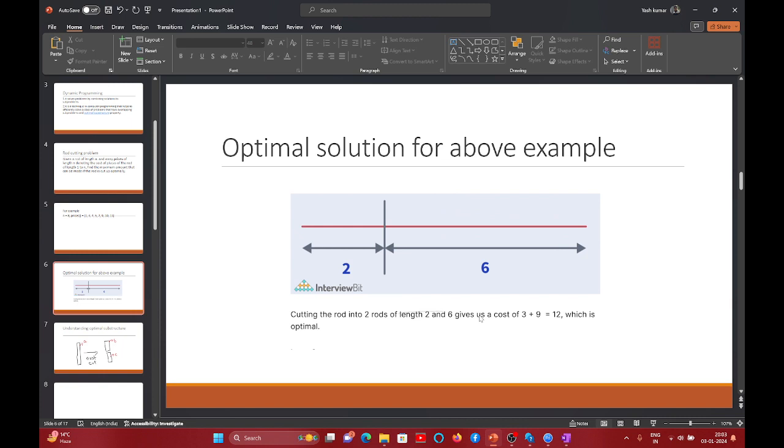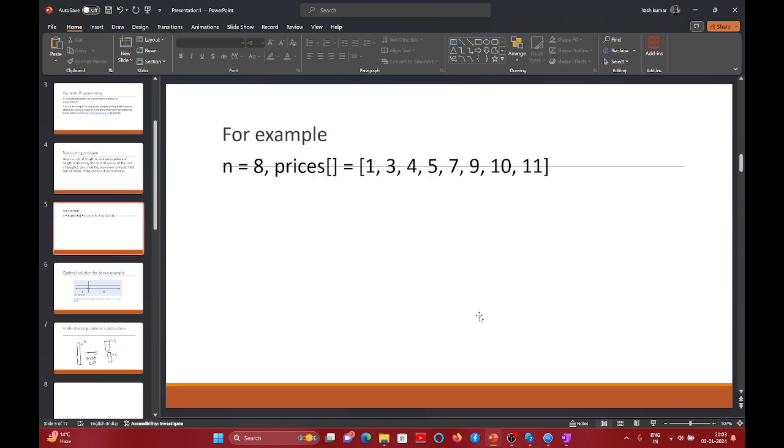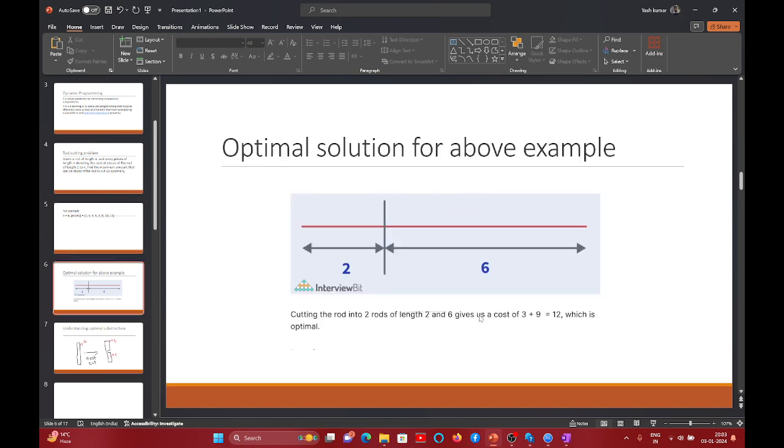So the best way to cut is 2 and 6. The best way to cut our rod is into two pieces, one having length 2 and one having length 6. That will give us a total cost of 3 plus 9, which is equal to 12. Okay, so this is what our problem is stating. So how do we solve this?